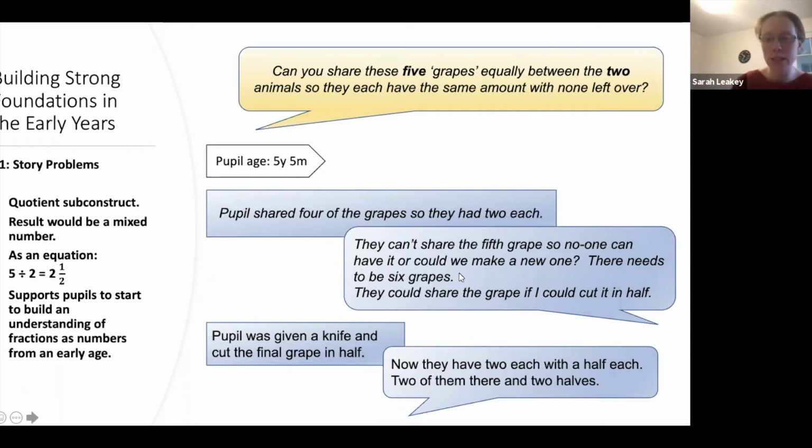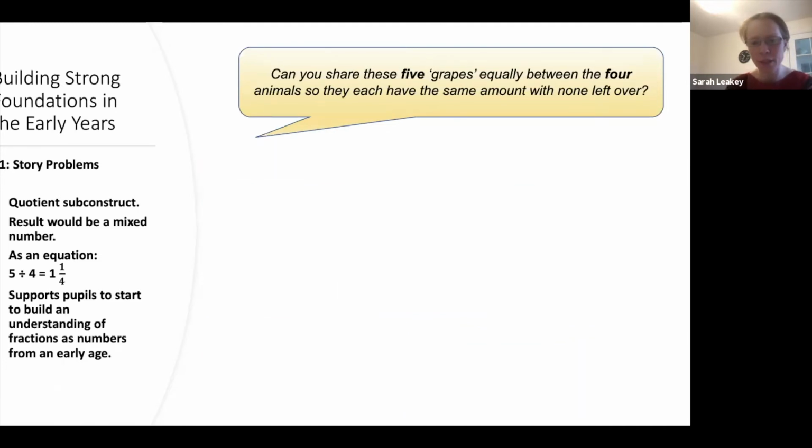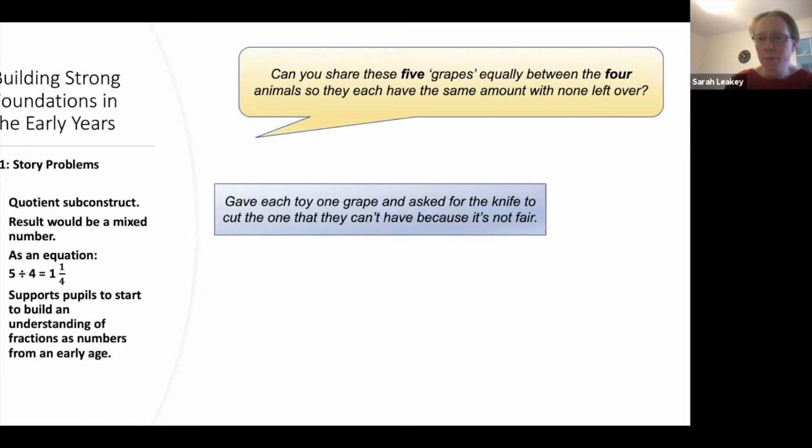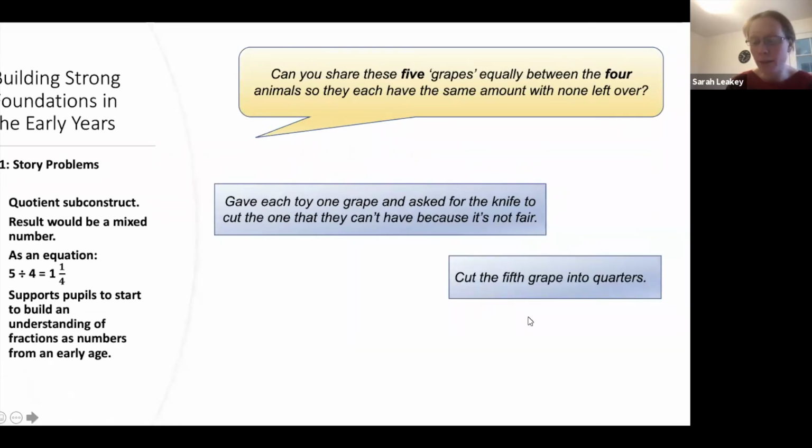So this pupil's dealing with mixed numbers, but in a way that's quite appropriate at the age that they are. And so they're starting to develop an understanding of fractions as numbers. So this pupil was then given this problem, 5 grapes between 4 people. They shared them out, and then with the kind of grape that couldn't be shared, they cut it into quarters.